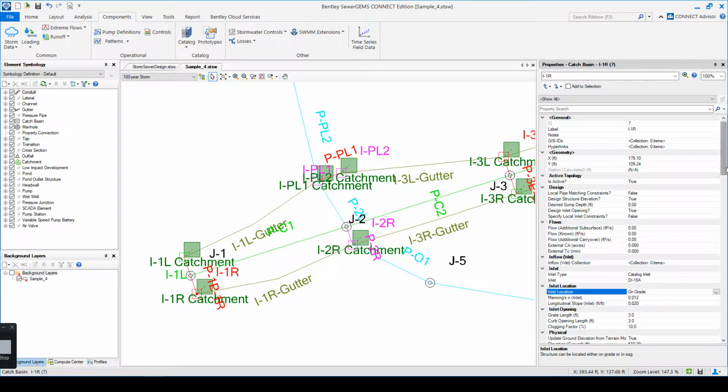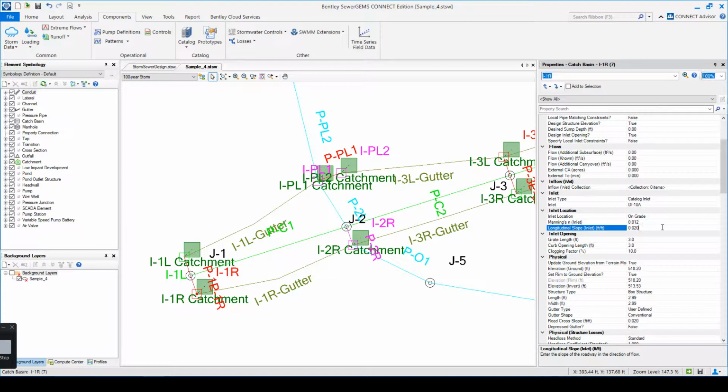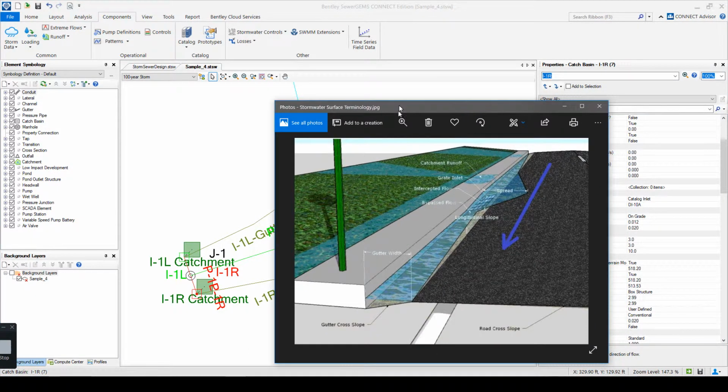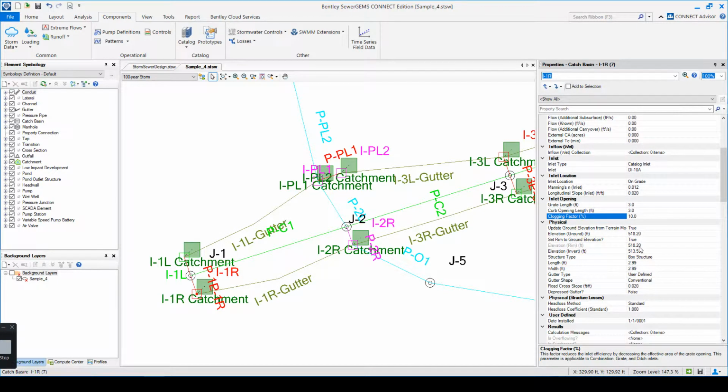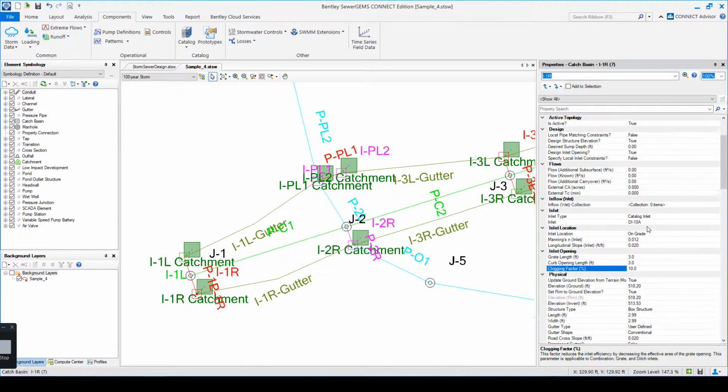So we said inlet location. Here's the road slope, the longitudinal slope. Let me show you actually what I mean by that. This is the slope I'm talking about, okay? And then we enter the length of our grade, curb opening length, and also the clogging factor. I mentioned before that when you have grates, you get to specify how the debris or garbage is going to reduce the efficiency. By saying 10, we're saying, okay, reduce the efficiency by an extra 10% because there's potential clogging. And that's it.